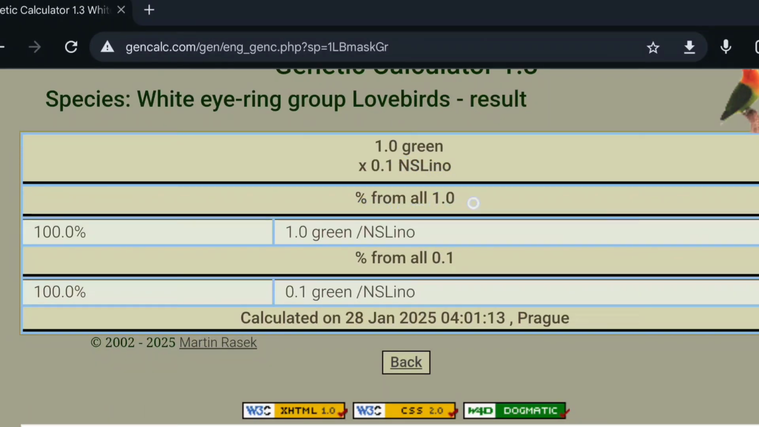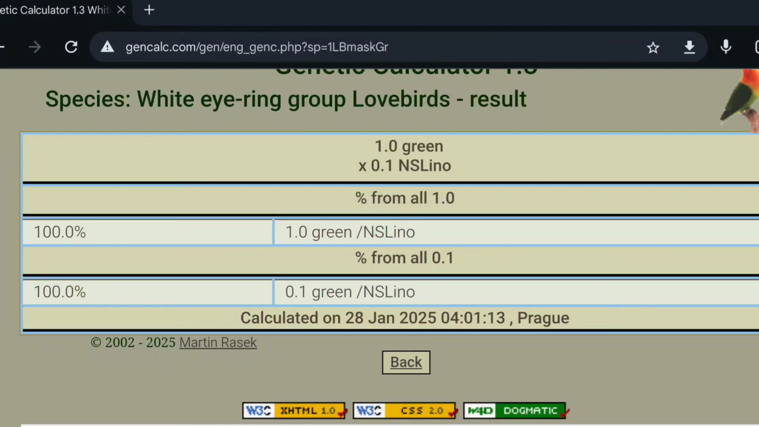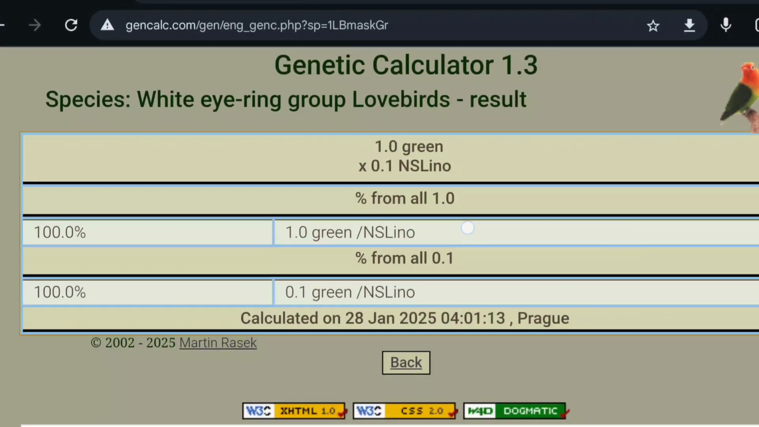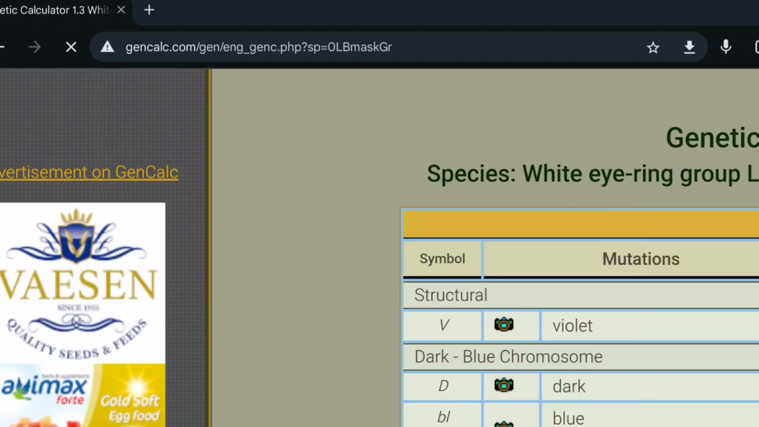So here we have percentage from all 1.0, percentage from all 0.1. These are male babies, these are female babies. As you can see, you will still be getting all green babies, but you see NSL Eno here, right? NSL Eno means that all these green babies are going to carry the alleles or the gene for Lutino fisher. It means that they are carriers for the Lutino mutation, right? Let's go back.